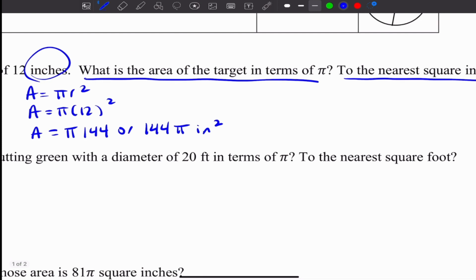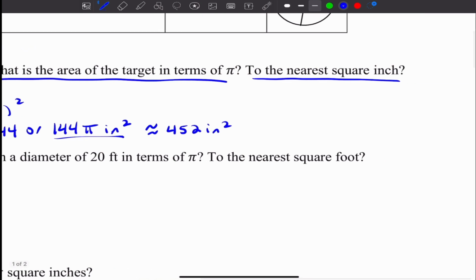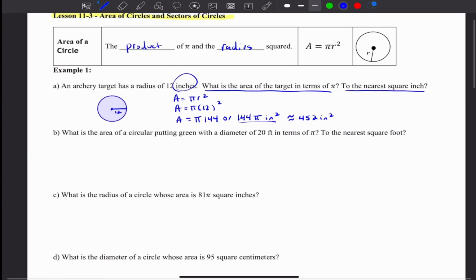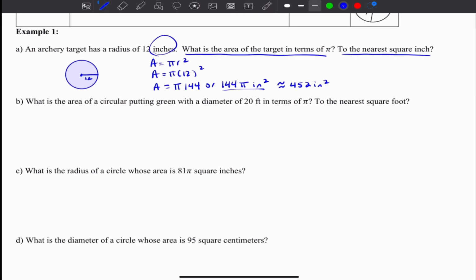And then I'm going to take this. So I'm going to do 144 times pi on my calculator. And you're going to use the pi symbol for this one. And you press the second caret sign so you can get that pi symbol there. So when you do 144 times the actual pi, you should get approximately 452 inches squared, because we're being asked to round to the nearest square inch. That's basically saying round to the nearest whole number. So that's example 1A. Let's take a look at example 1B.